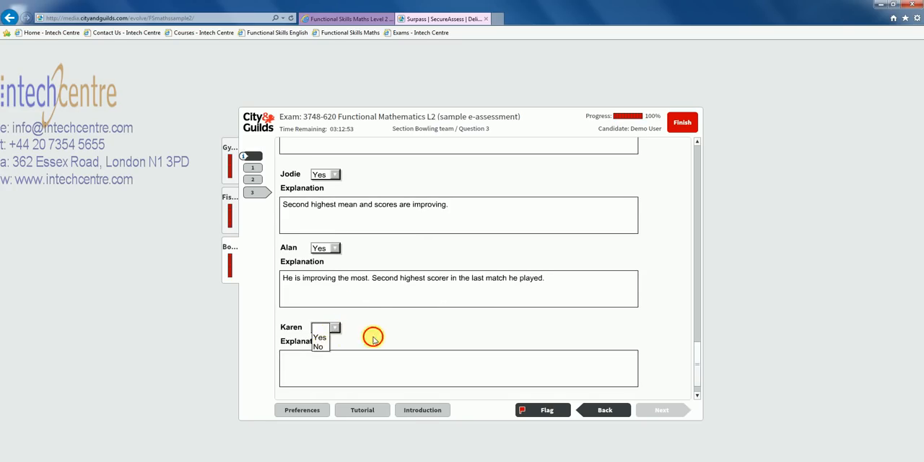So you could pick Alan for no. You could say that most of his performance is below the others. His mean is the lowest as well. So you could also pick no.